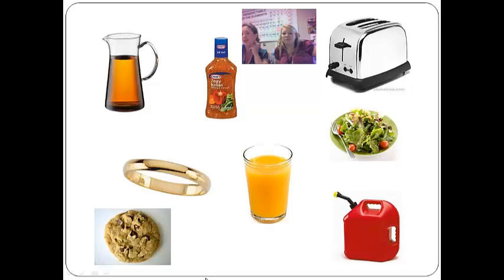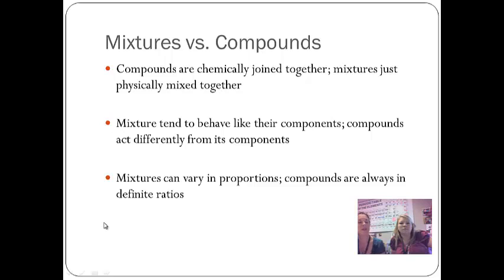Okay. So just basically, if you take a sample twice, is it going to be the same? That's what you need to ask yourself, right? Yep. Okay. The last one we have is mixtures versus compounds. First one says compounds are chemically joined together. Mixtures are just physically mixed together.